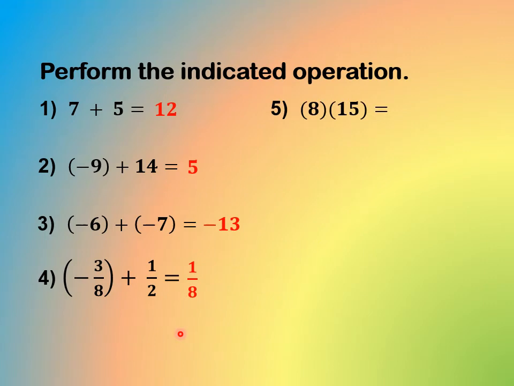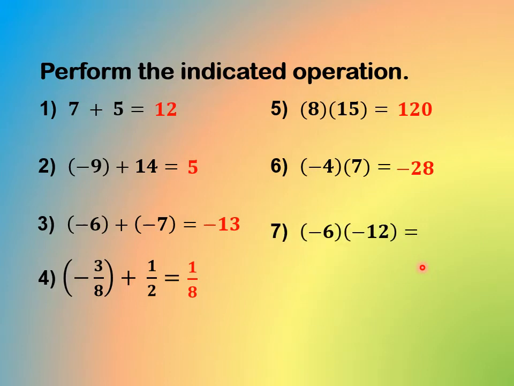Next, number 5. 8 times 15. The product is 120, correct? Negative 4 times 7. Okay, that is equal to negative 28. Very good. Next, number 7. Negative 6 times negative 12. That is equal to positive 72.